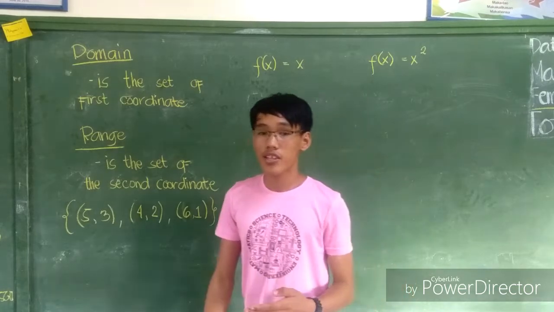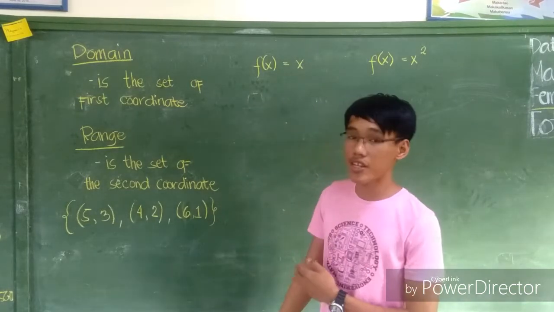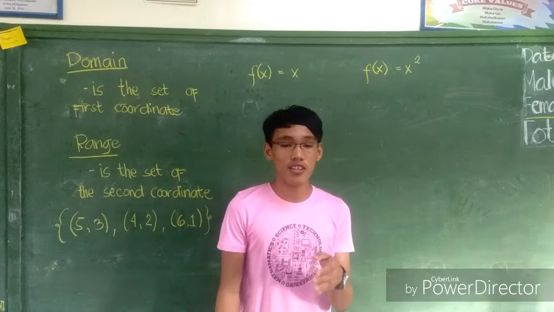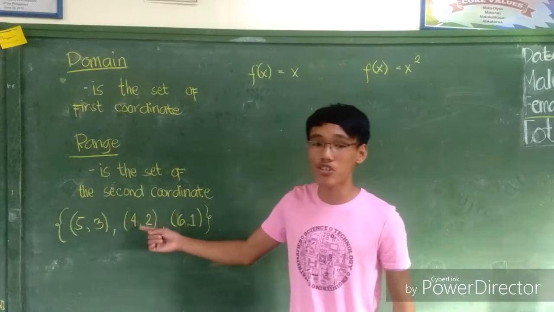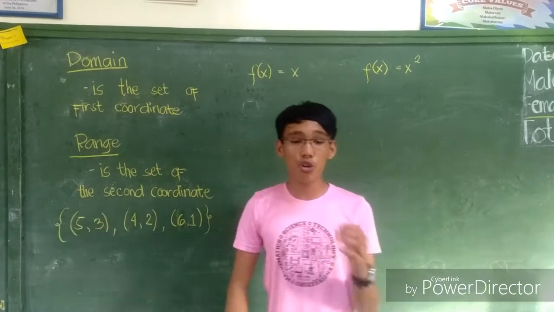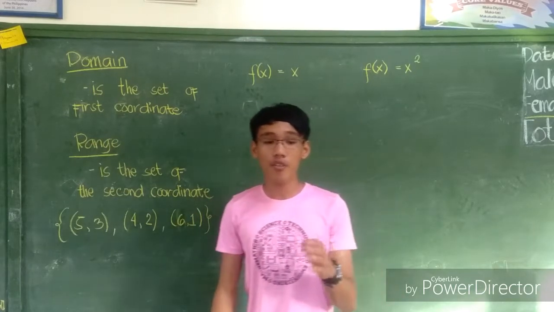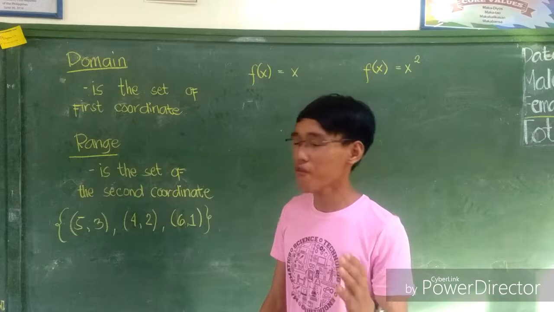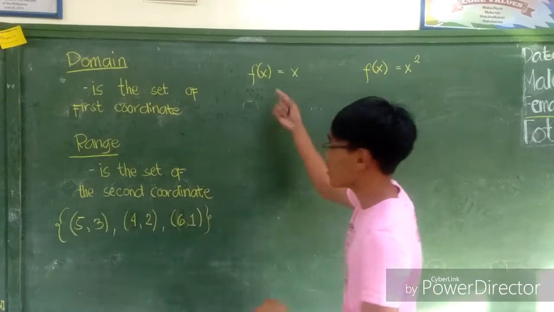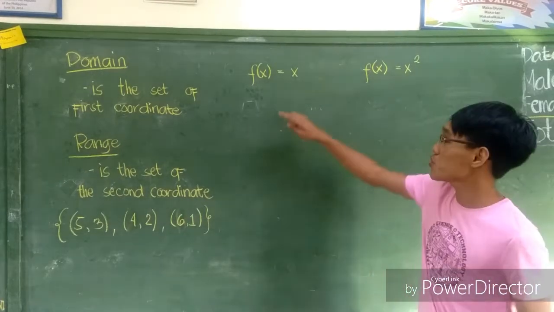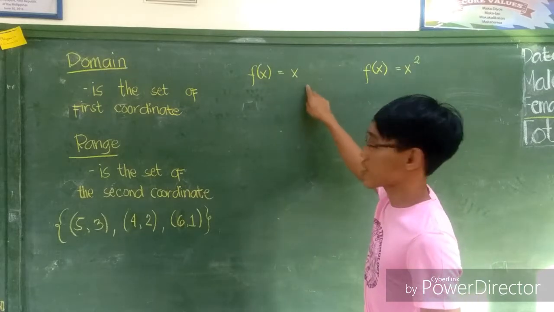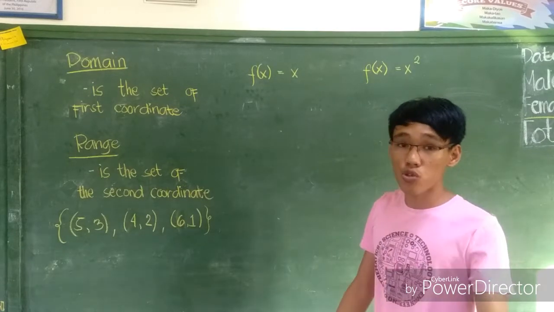based on the definition that the range is the set of the second coordinates. Not all the time is a number set a representation of a function. So we should also think about how we can visualize the domain and range of a function if we are given an equation like this. So I have here an equation, f of x is equal to x. And we are going to find its domain and range.